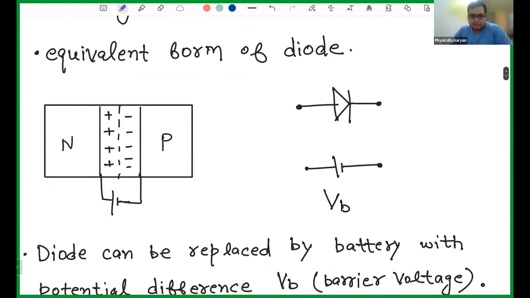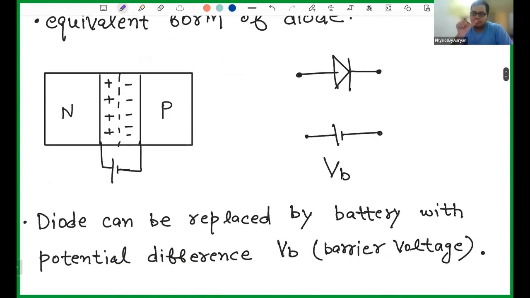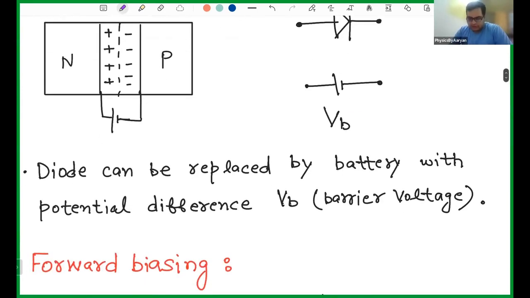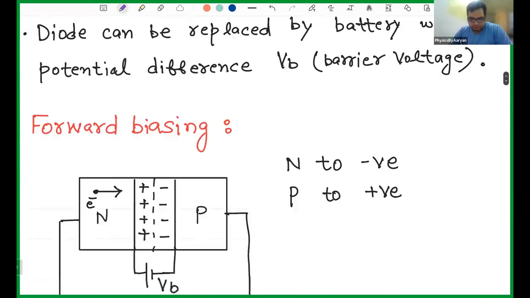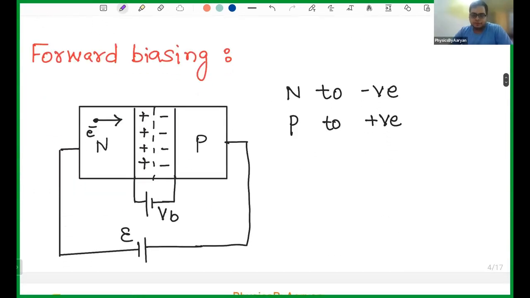First of all, understand that you can actually replace your PN junction diode with an equivalent circuit. I will come to that point at a later stage. Let's first understand what is forward biasing and what is reverse biasing. Then I will explain how you can replace your diode with the equivalent circuit. Let's come to forward biasing. The very basic rule of forward biasing is that you connect N to negative and connect P to positive.